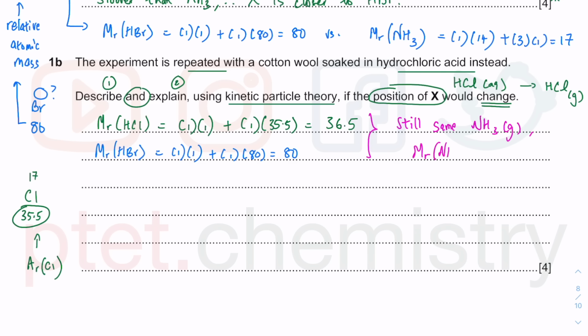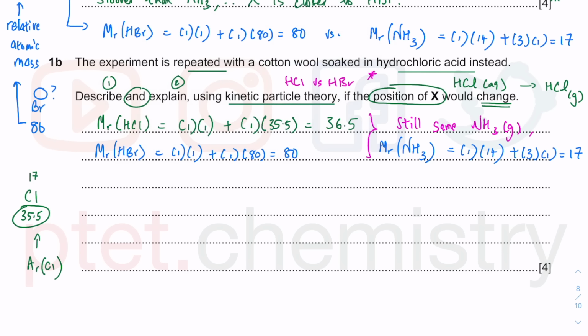So MR of NH3 was previously your 17. Okay, so I could copy paste that instead of having to redo it again, or you could just write MR of NH3 is just 17 as previously obtained already. So this is still heavier than this, so this will diffuse slower than that, but this is heavier than that. So this question is not on the NH3, it's on HCl versus HBr. That is the idea, HCl versus HBr.